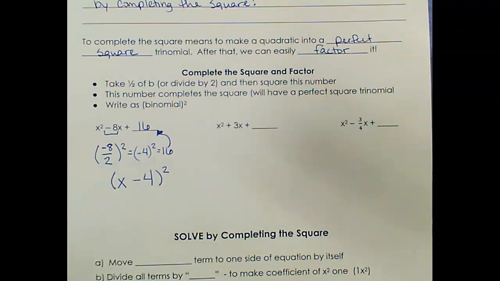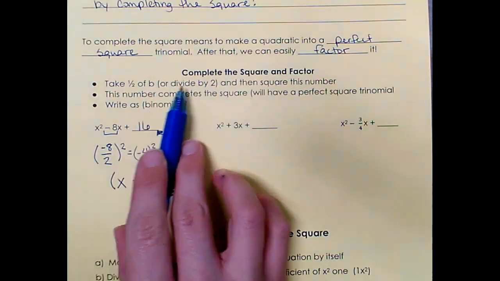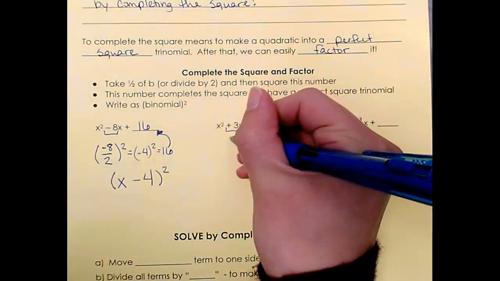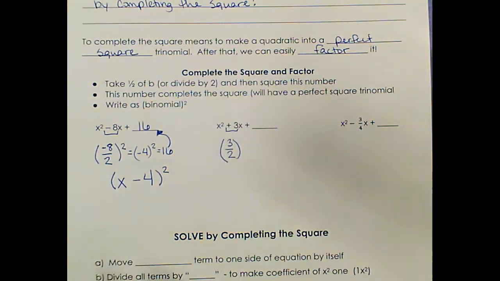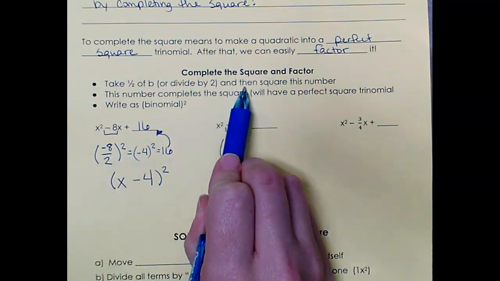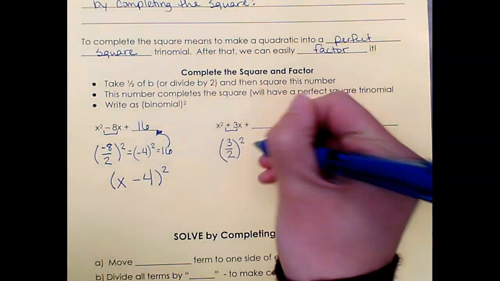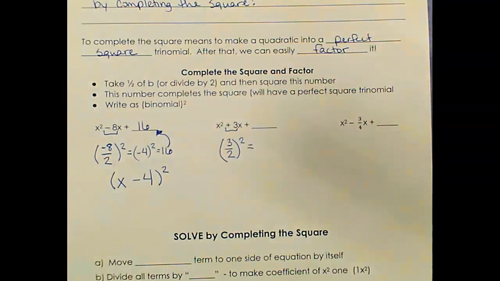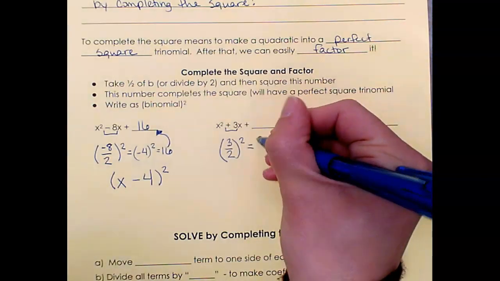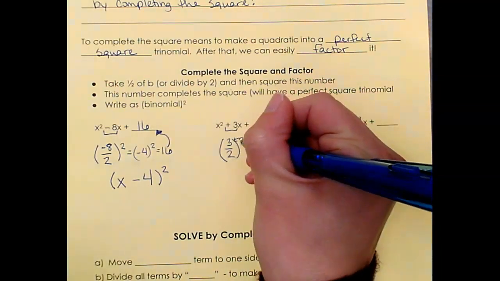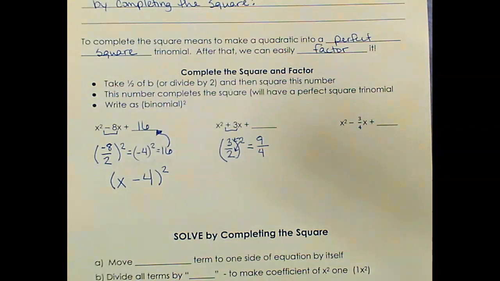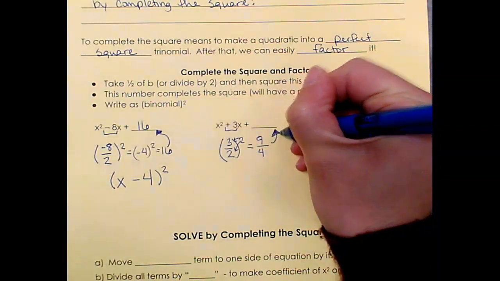Which term do I take and divide by 2? I take the b term and I divide it by 2. So here's b. I divide it by 2, and then what do I do to it? I do this, right? It says, and then square this number. Well, if I square 3 over 2, that means I square 3. So 3 squared is 9. And I square 2. 2 squared is 4. It's like distributing the squared to the numerator and the denominator. So that's my constant. That's what completes the square.